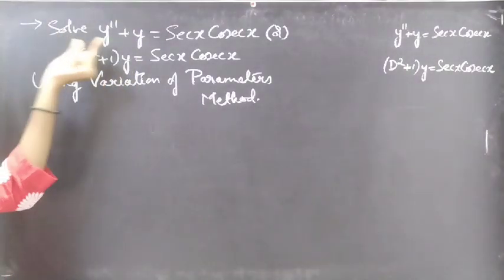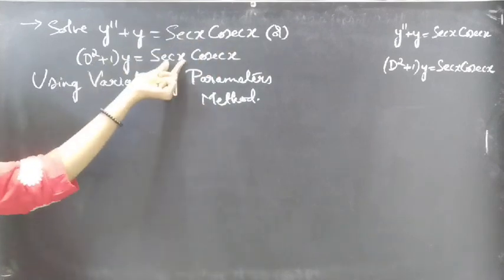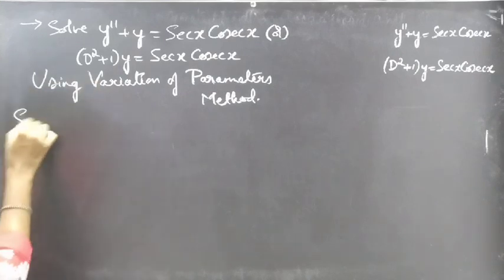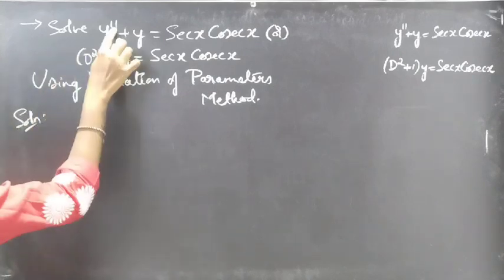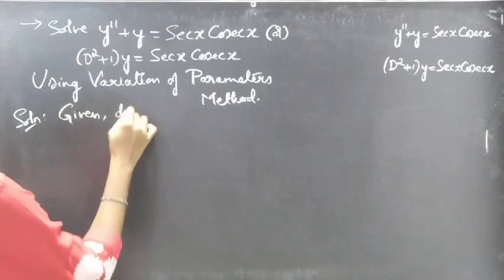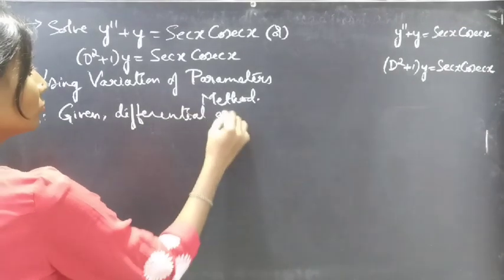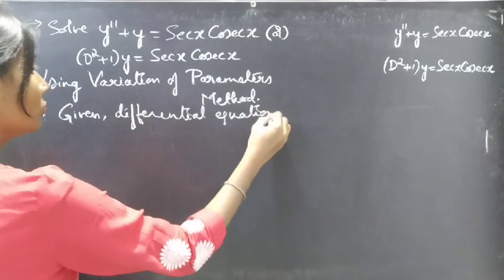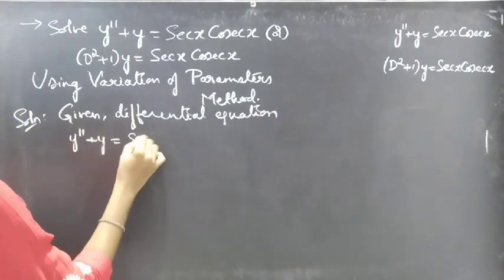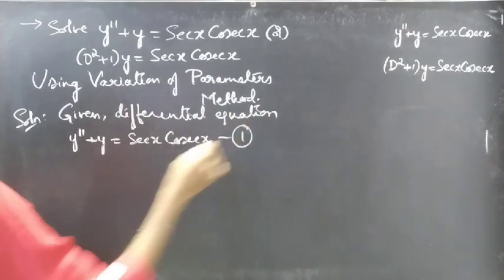Problem. Solve y double dash plus y equal to secant x cosecant x, or D square plus 1 into y equal to secant x cosecant x, using variation of parameters method. So here we are given a differential equation of order 2, right? Given differential equation y double dash plus y equal to secant x cosecant x, considered as equation 1.